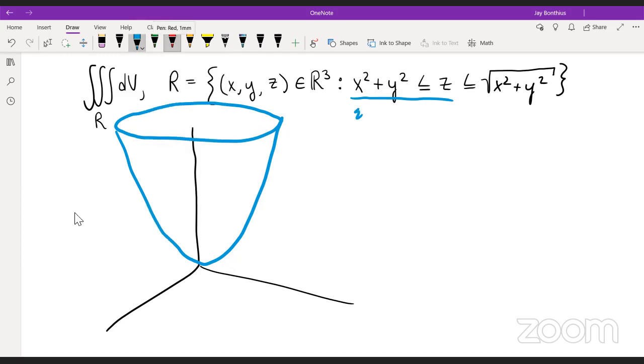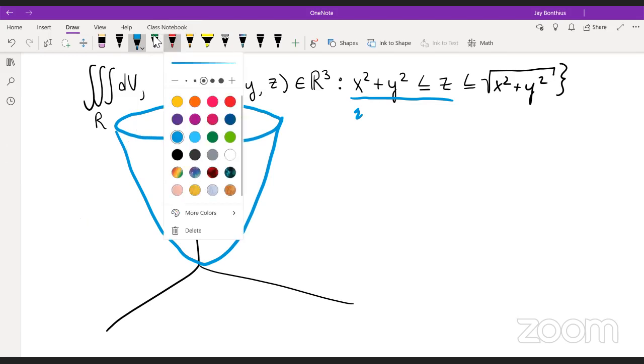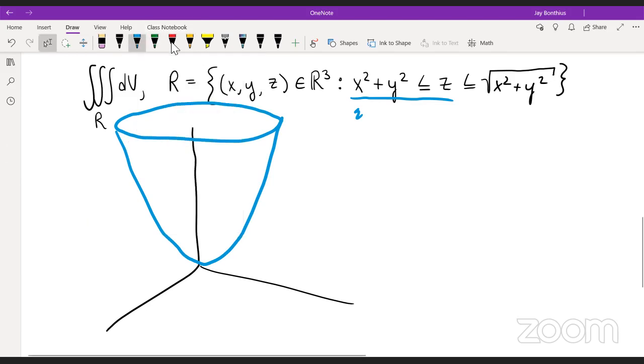Why can't I change the color? This is frustrating. I hate this stupid thing. Okay, I'm just going to use blue then, whatever.